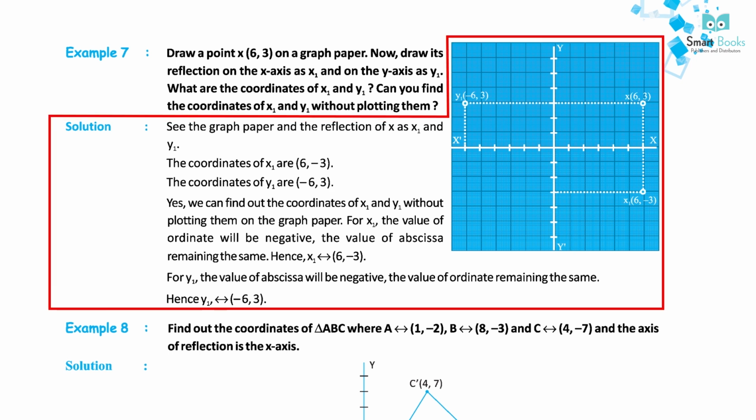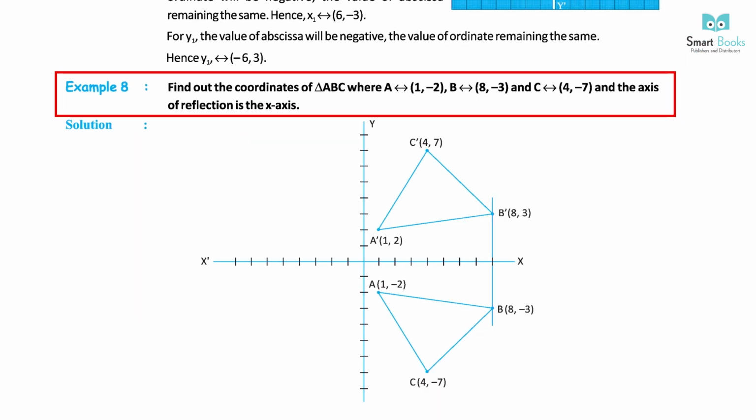Solution. See the graph paper and the reflections X1 and Y1. The coordinates of X1 are (6, -3). The coordinates of Y1 are (-6, 3). Yes, we can find out the coordinates of X1 and Y1 without plotting them on the graph paper. For X1, the value of ordinate will be negative, the value of abscissa remaining the same, hence X1 is (6, -3). For Y1, the value of abscissa will be negative, the value of ordinate remaining the same, hence Y1 is (-6, 3).